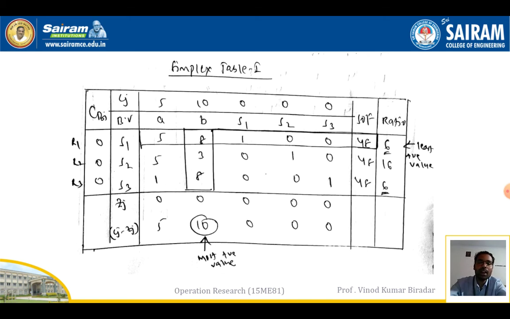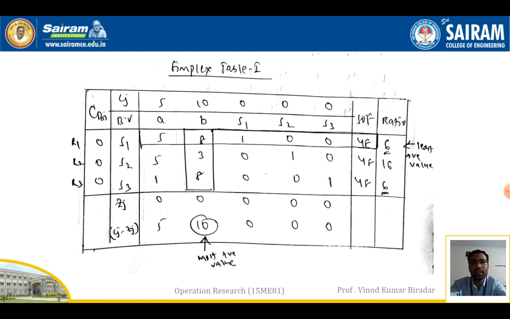How to construct the simplex table 2 again? Before that you need to calculate the key column, key row and key element. To find the key column, choose the most positive value in the cj and zj values. Here there are two values, 5 and 10. 10 is the most positive value, so draw a circle to highlight that value.